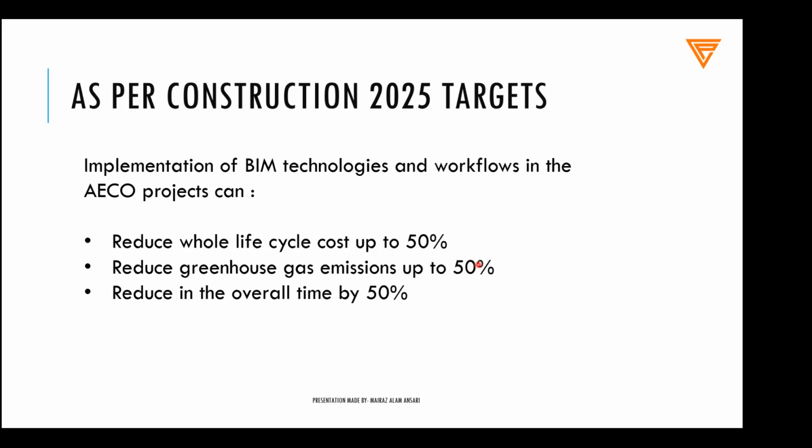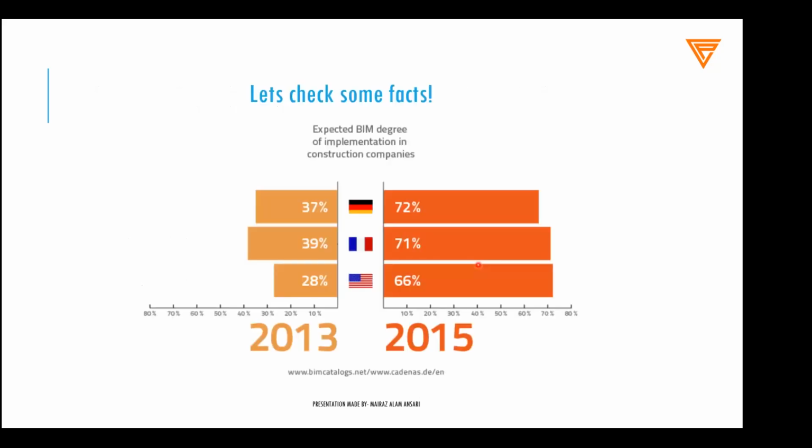You can see that the overall cost, the overall gas emissions, the overall time, everything decreases by up to 15 to 50%, and other things as well. For example, Germany: in 2013, Germany was using only 37% degree of BIM usage. But in 2015, they started using up to 72%. So there's a very big rise, right?